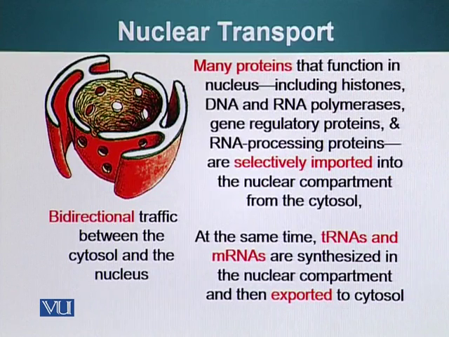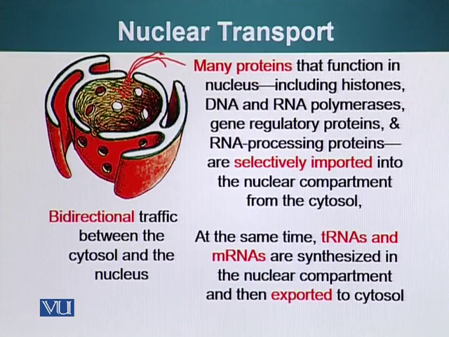Through the nuclear pore, there is a bidirectional traffic between the cytosol and the nucleus. Many proteins that function in the nucleus, including histones, DNA and RNA polymerases, gene regulatory proteins, and RNA processing proteins, are selectively imported into the nuclear compartment from the cytosol. We know the genetic material is here. If DNA has to replicate, DNA is present in the nucleus, so DNA polymerase has to come inside the nucleus. If we are talking about transcription, RNA polymerase has to come in. When cells receive a signal, as a result of that signal a transcription factor becomes activated. It also enters the nucleus through the nuclear pore.